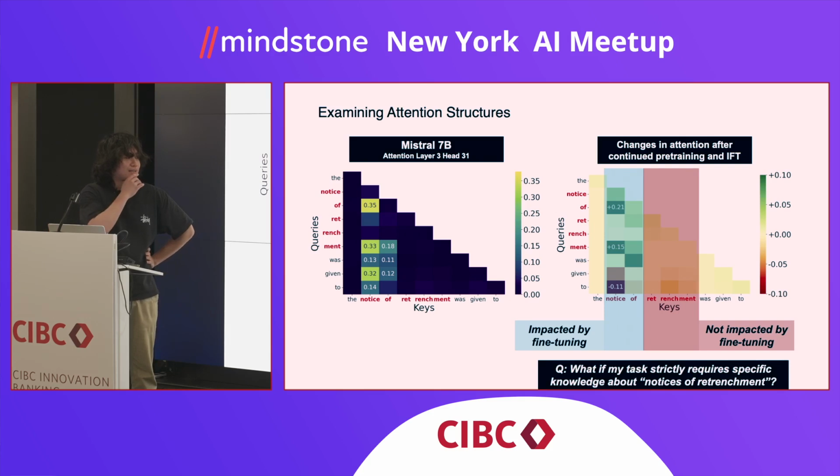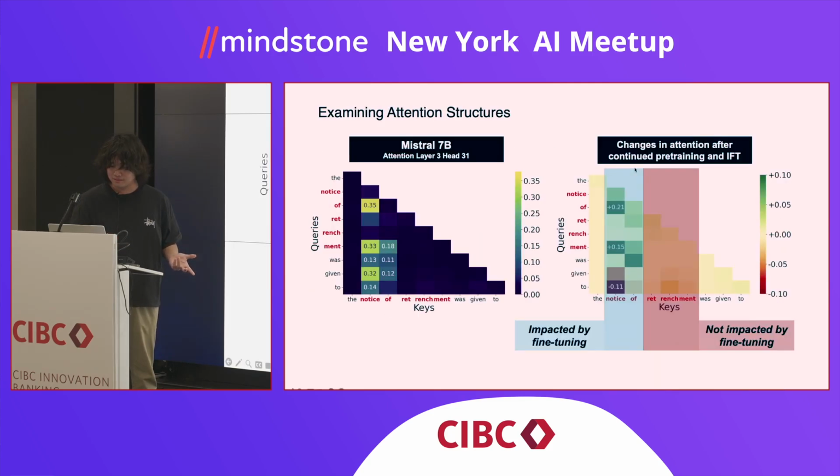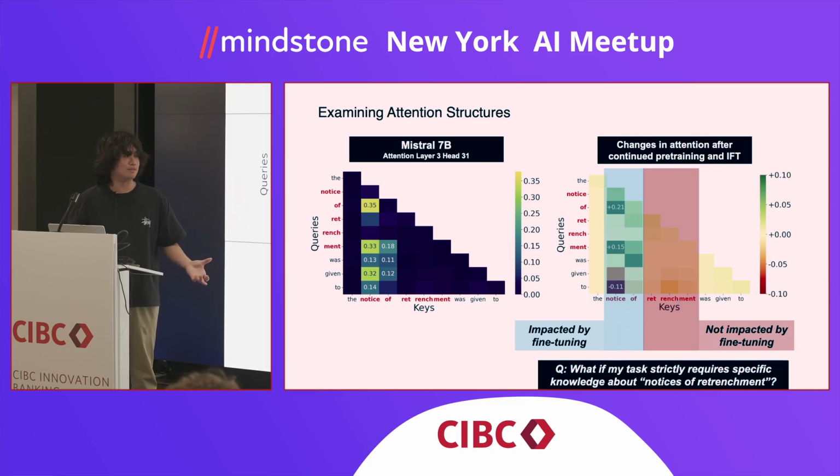So this is really bad news if, for example, I am an attorney and I deal exclusively with notices of retrenchment. So this has shown me that if I've done this fine-tuning on this huge legal data set, it's actually not improved or changed its understanding of notices of retrenchment in any way. It does pay more attention to the word notice, but not retrenchment, and certainly not as an uninterrupted contiguous sequence of tokens, which will have implications on my task.